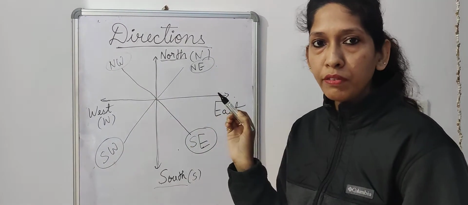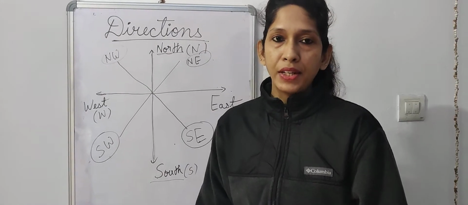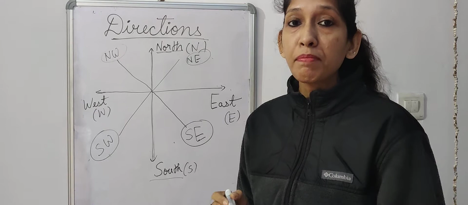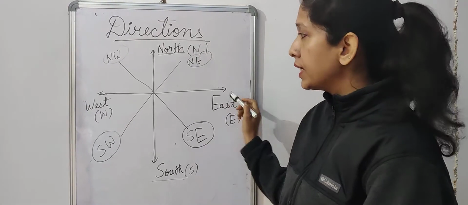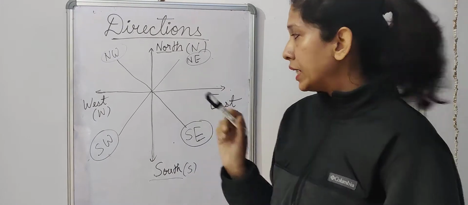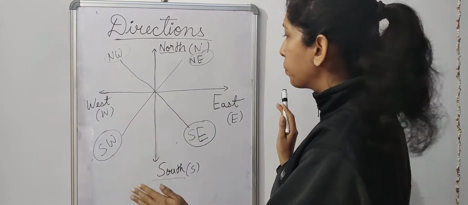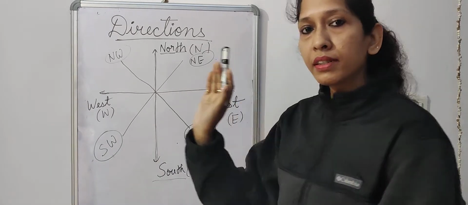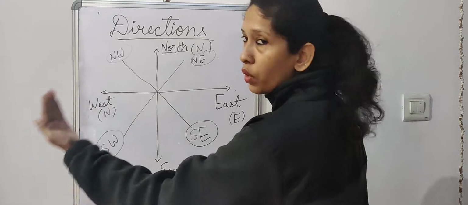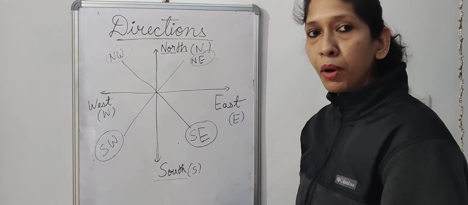Is it clear to all of you? These are the subdirections. Let us revise it again. There are four main directions: east, west, north, south. East will always be on the right hand side when we face the map side or the board side. So east on right, west on left, north on top, south on bottom.